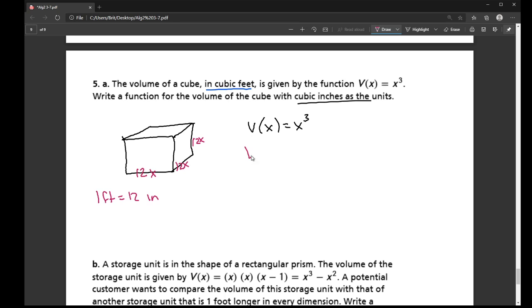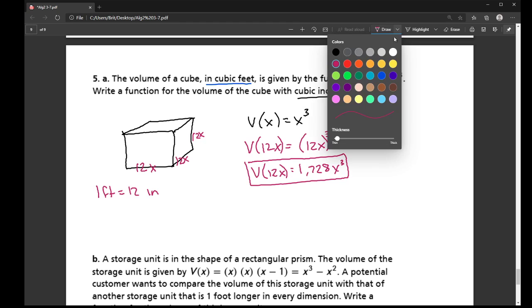So that's what I'm going to do to my function, is I'm going to multiply it by plugging in a 12 where the x is. So this turns into 12x cubed. So now I just need to distribute that cube there. So 12 cubed is 1,728, and then I have an x cubed here. So this would find the volume of that box in cubic inches.